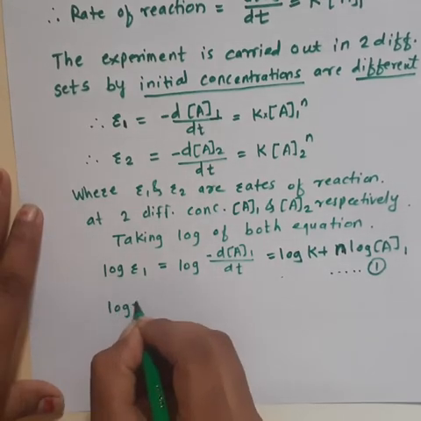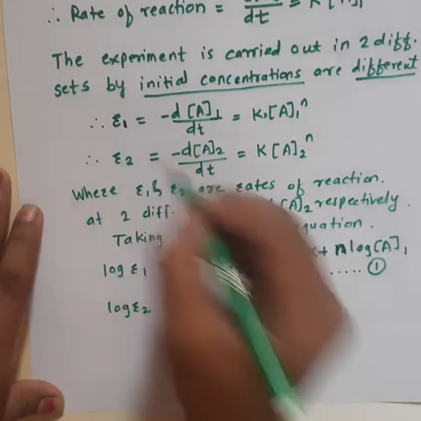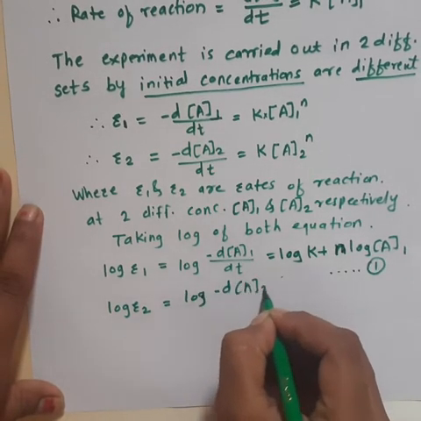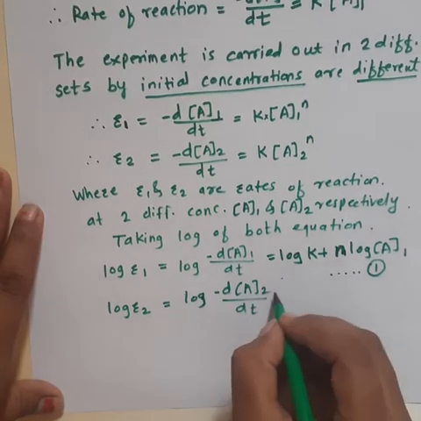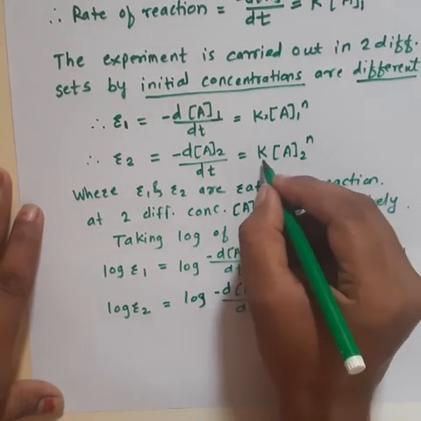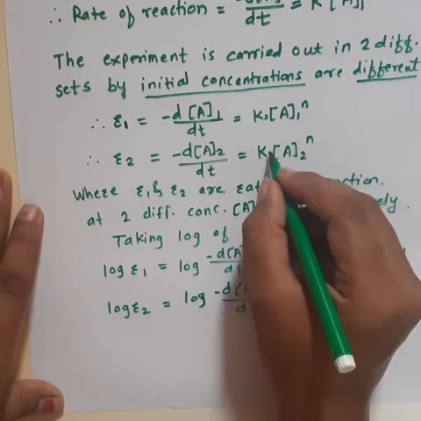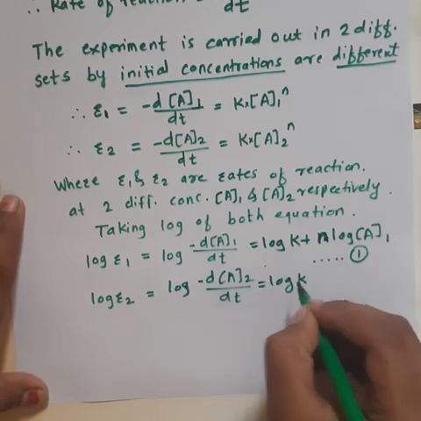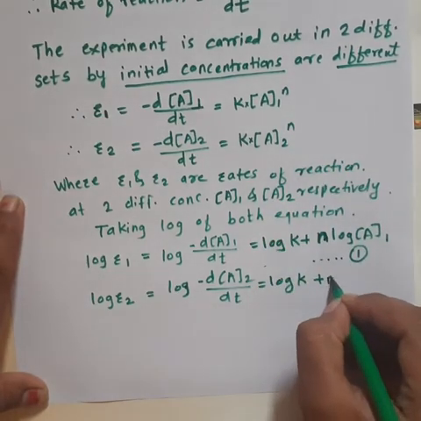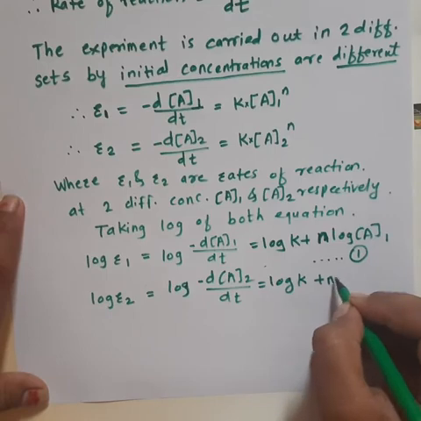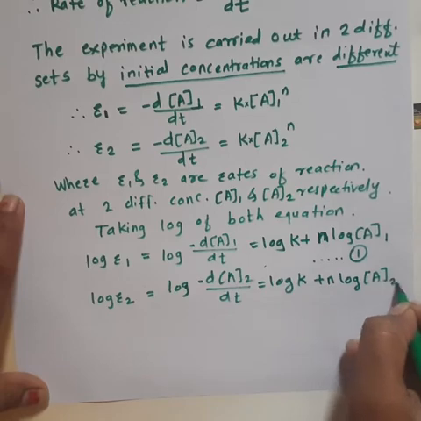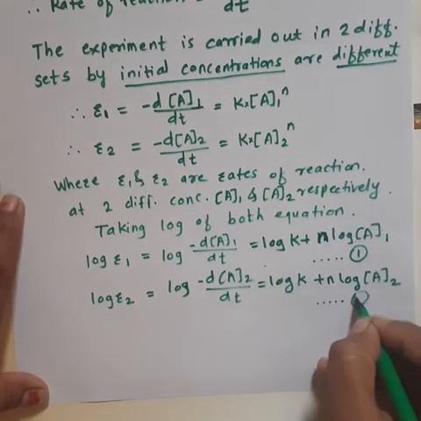And also we can write for the second reaction: log of R2 is equal to log of minus dA2 upon dt, which is equal to, by the same rule, k into A2 raised to n. So the multiplication can be written in the form of addition. It is equal to log k plus n log of A2, the concentration of A2. This is called equation 2.